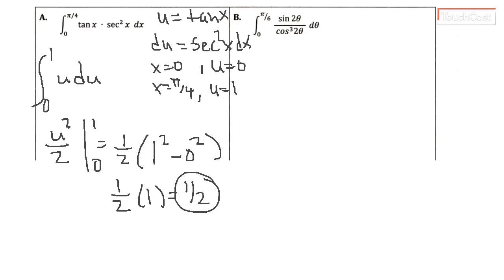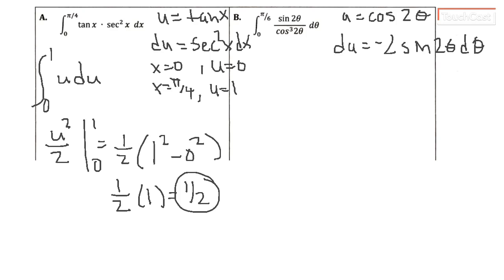Alright, let's look at B. In this case, we've got from 0 to pi over 6 of sine 2 theta over cosine cubed 2 theta. I'm going to let my u this time be cosine 2 theta, which when I take the derivative of that, the derivative of cosine is negative sine, so du is going to be negative, and then we have to take the derivative of 2 theta, so negative 2 sine 2 theta d theta.